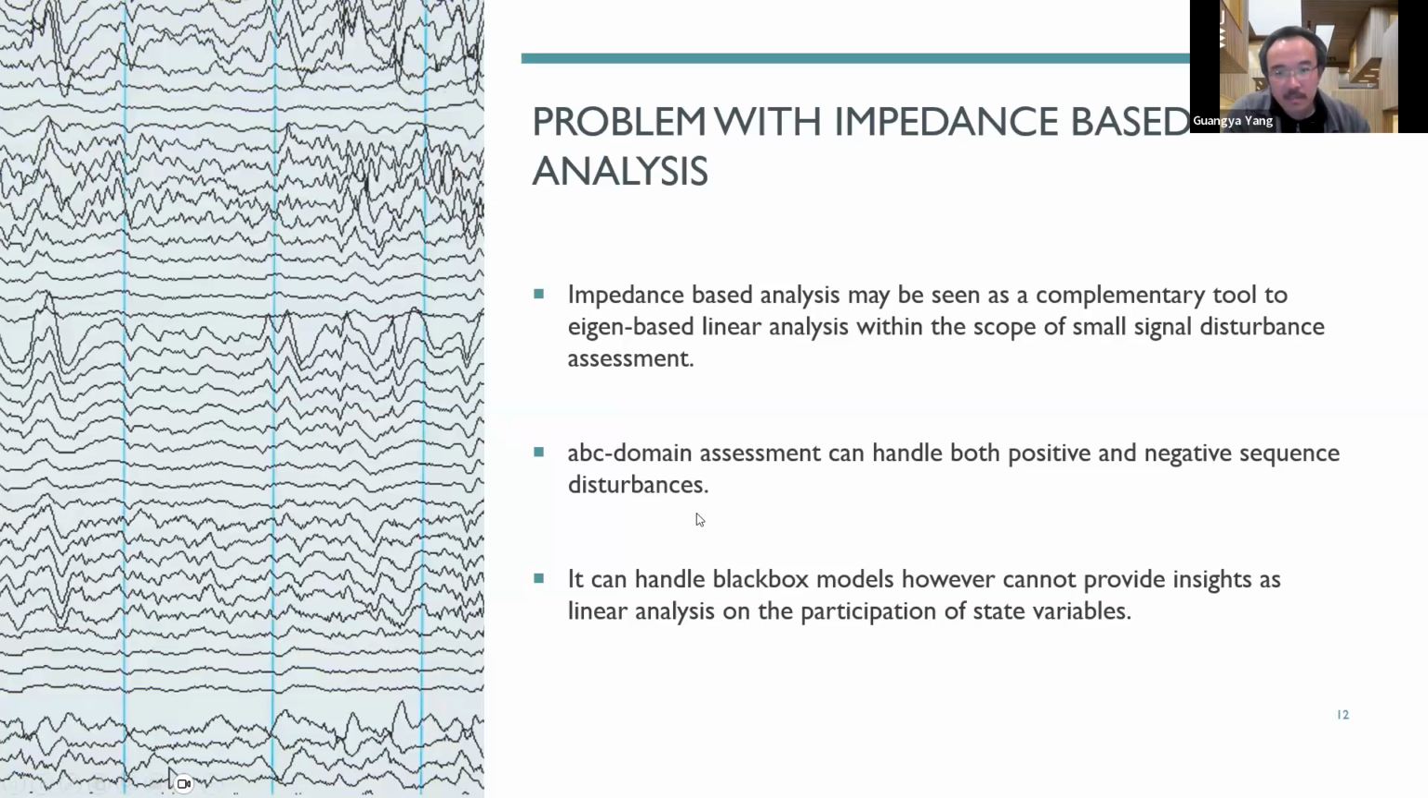The advantage of impedance-based methods is that they're flexible: you can inject both positive and negative signals and then look at the system from the ABC domain. But it's difficult to provide more insights when you look at the plant level. It's hard to figure out which device contributes to which frequency or which impedance. So it's not as straightforward as a linear analysis that tells you the participation of the controls at these different frequencies.